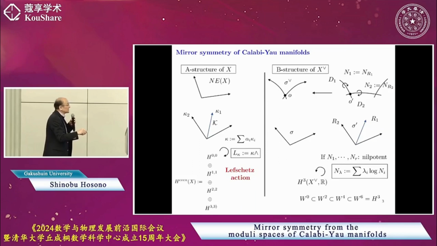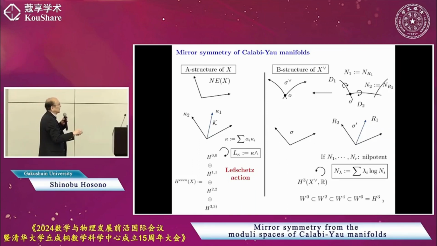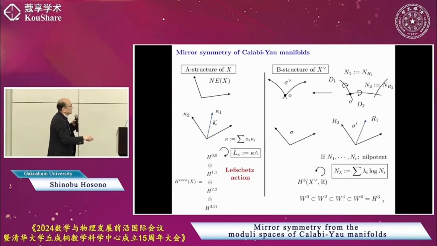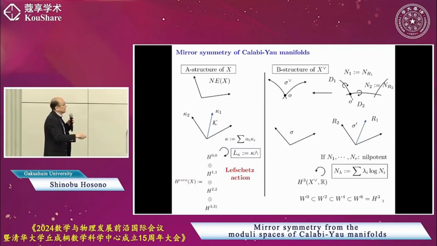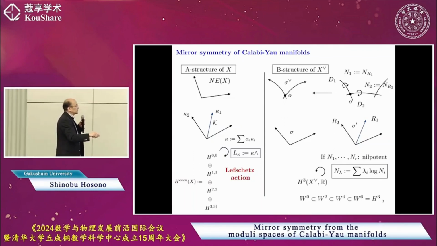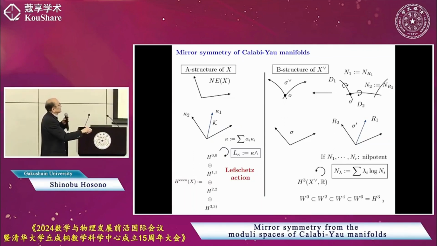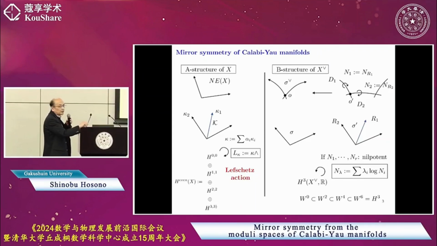If you look at many examples, we can encounter the situation where the monodromy actions, which naturally come in this way, all monodromy actions N1 to NR, where R is the dimension of the moduli space, and these natural monodromy actions are nilpotent. That's a situation where we can describe mirror symmetry. If such nilpotent actions exist, actually in this context, pi1 is commutative.